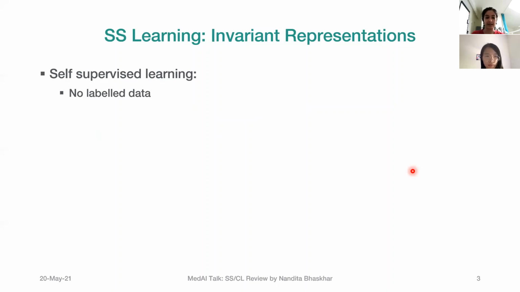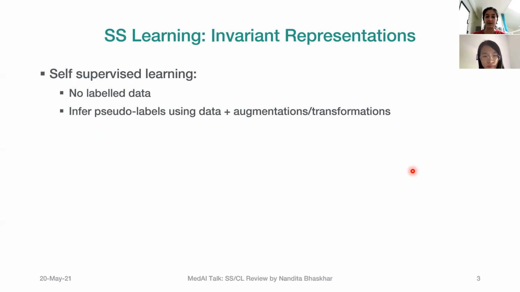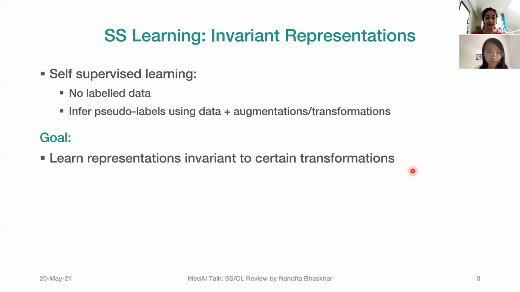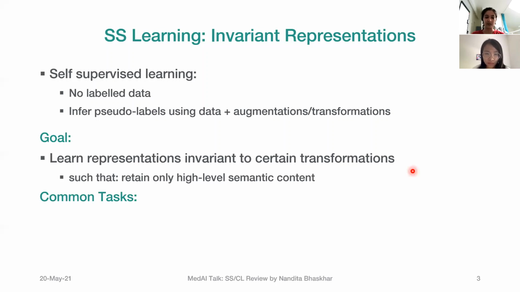Self-supervised learning is a method to extract representations from data when you're not given any labels. Instead, you want to infer pseudo-labels from just the data itself, as well as certain augmentations and transformations that you do. So the goal is to learn representations that are invariant to these transformations, and so you retain only the semantic high-level content.